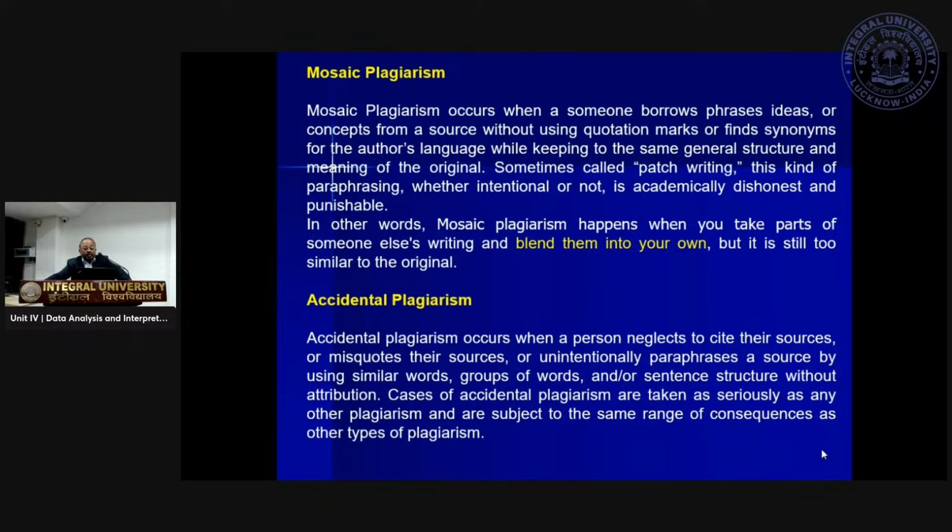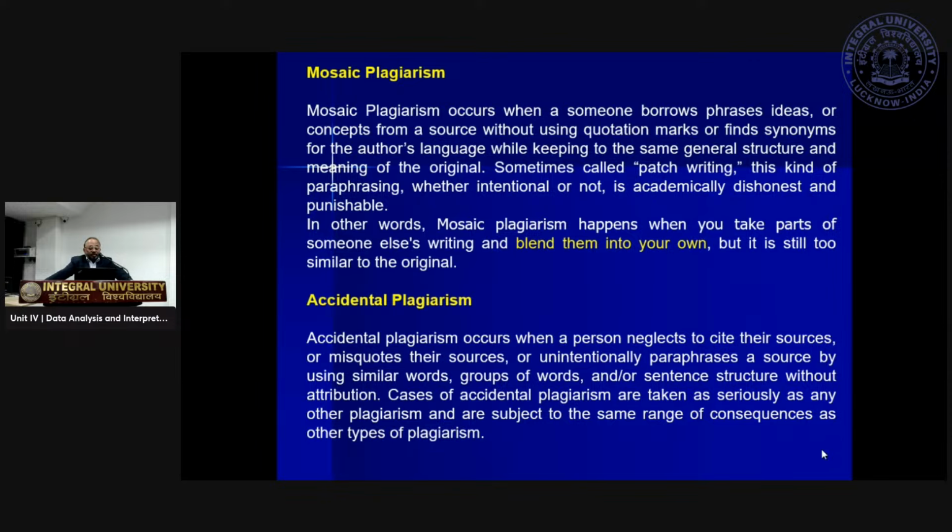In other words, mosaic plagiarism happens when you take parts of someone else's writing and blend them into your own words. I have highlighted this in yellow, that is, blend them into your own words. You took some of their words, mixed in some of your own words, and made it into a new thing. So this blending of your own words as well as the words of another author is not allowed, and it is an offense and punishable. Clear? Mosaic plagiarism.